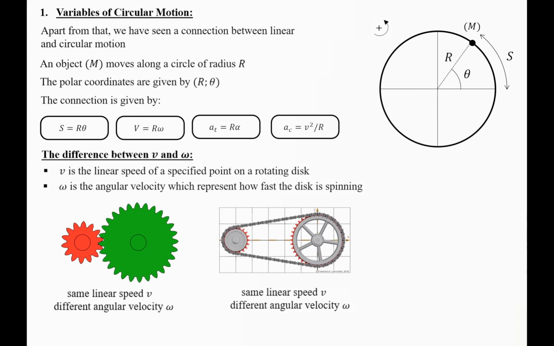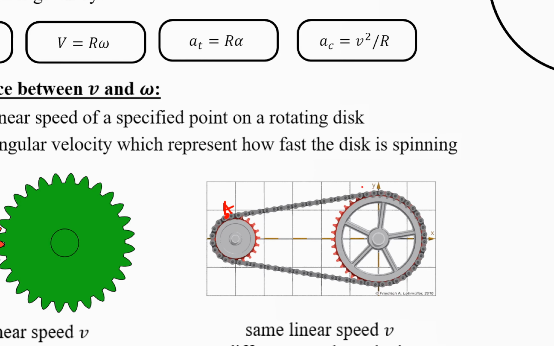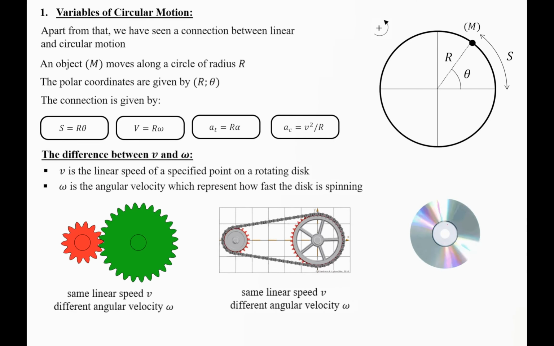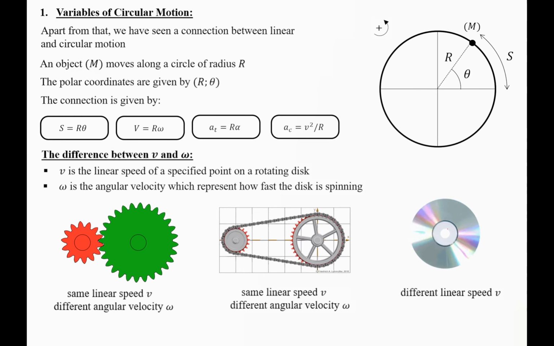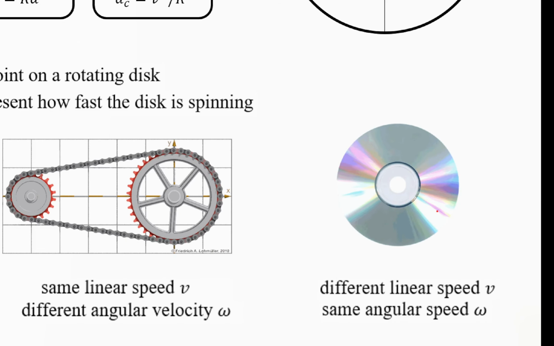However, because they are connected by this belt, we say that any point on the rim here, point A and point B, have the same linear speed. However, if we consider the same object which is spinning, all points on the disk have the same angular speed, but two different points have different linear speeds.